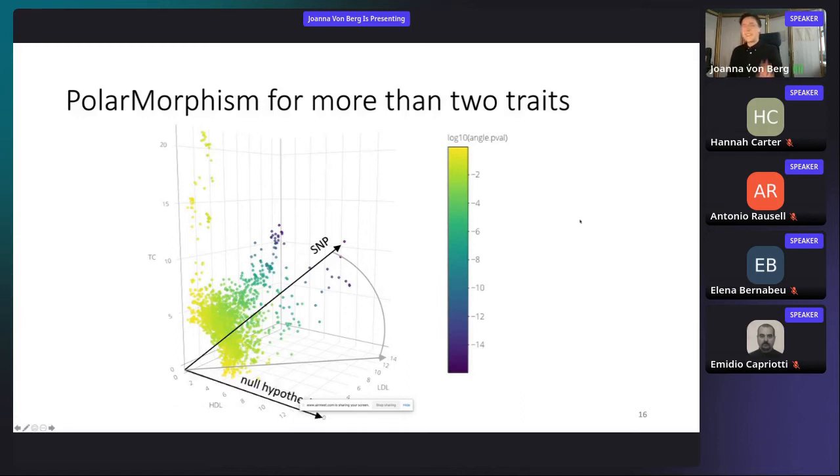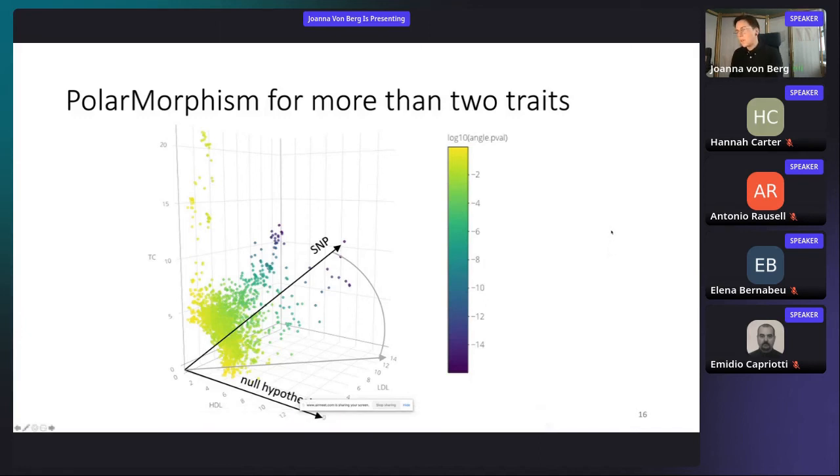And now the null hypothesis, and this is a bit different from how I explained the situation in 2 dimensions, but it is actually equivalent, and you can look up the methods in our preprint if you want. So the null hypothesis is always along one of the axes, because the null hypothesis is that the effect is trait-specific and not shared.